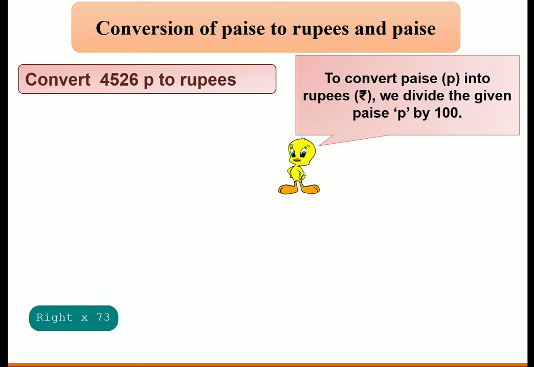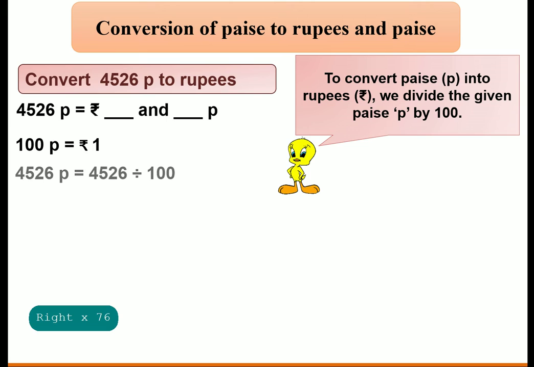It is a greater number. How to divide it by 100? I will teach you. Do not worry. 4526 paise is equal to rupees dash and dash paise. So, we know that 100 paise is equal to rupees 1. And we want to divide 4526 by 100. Let's see how to do the division.